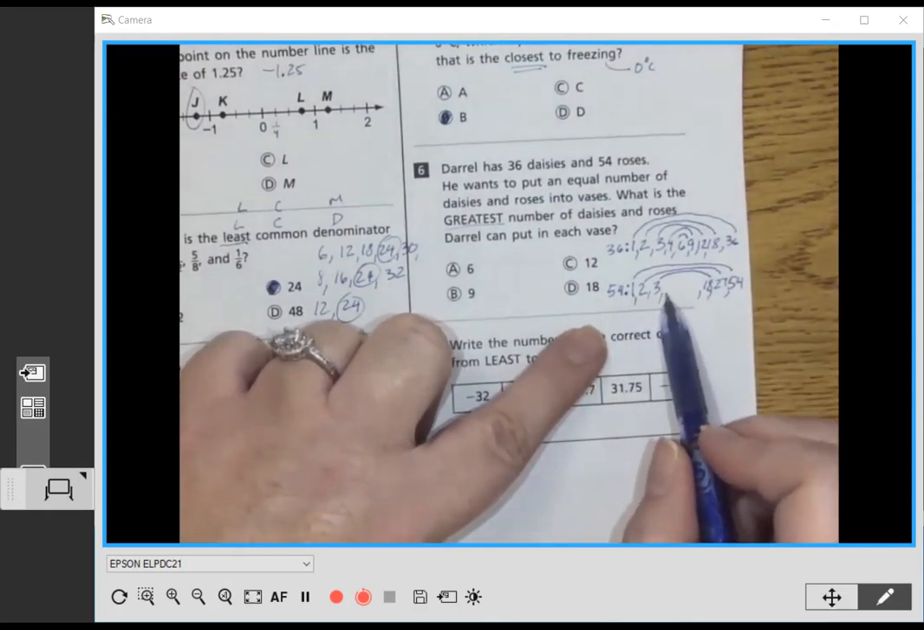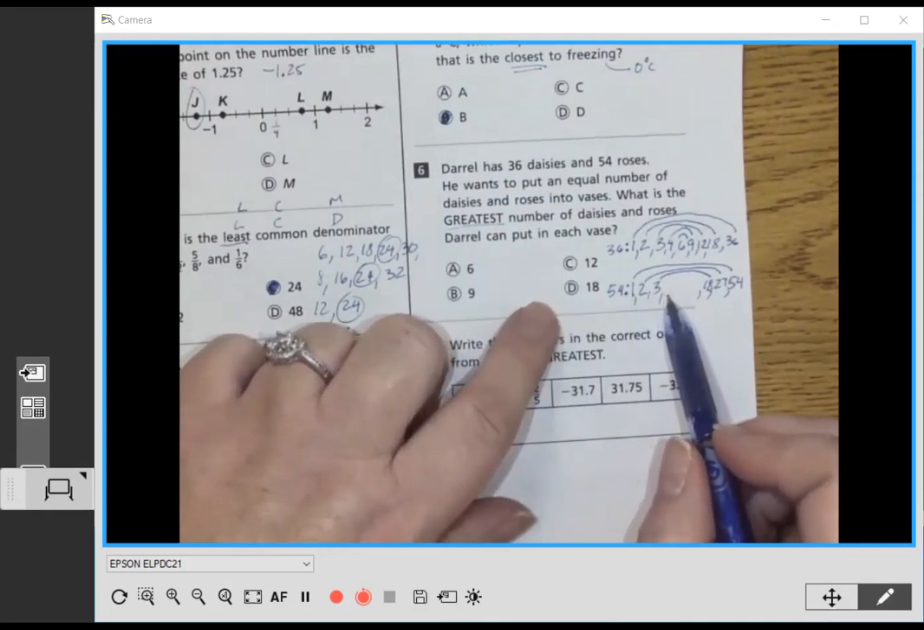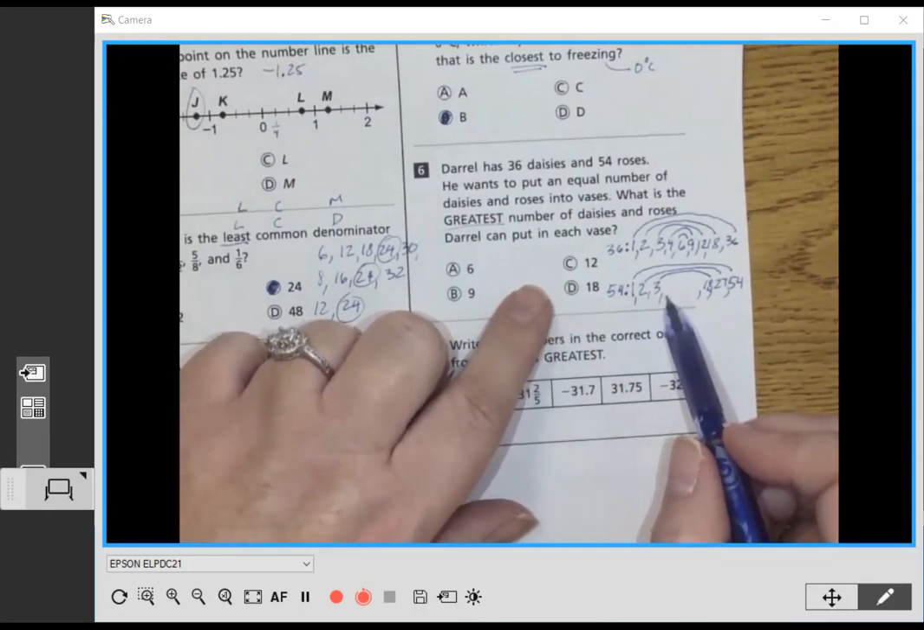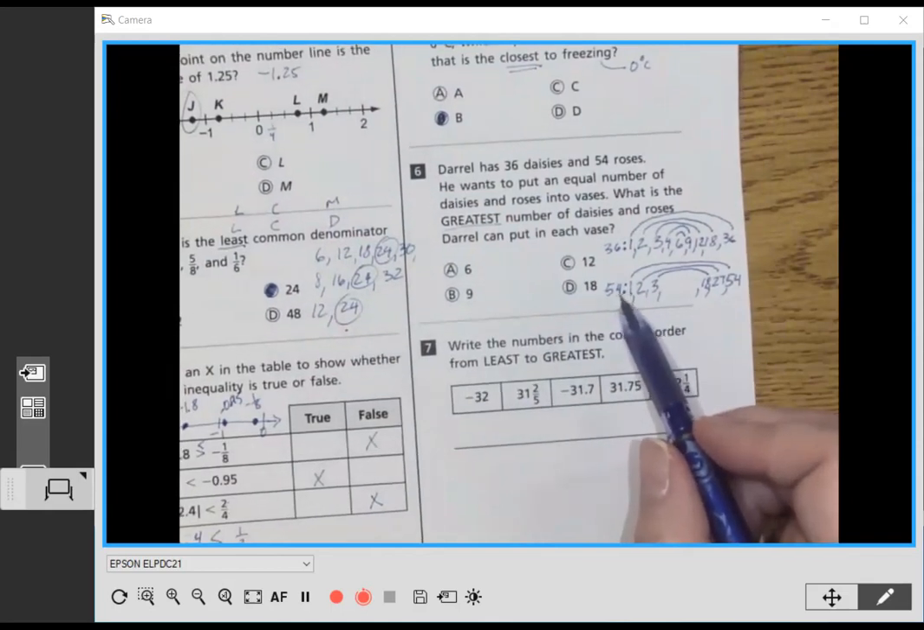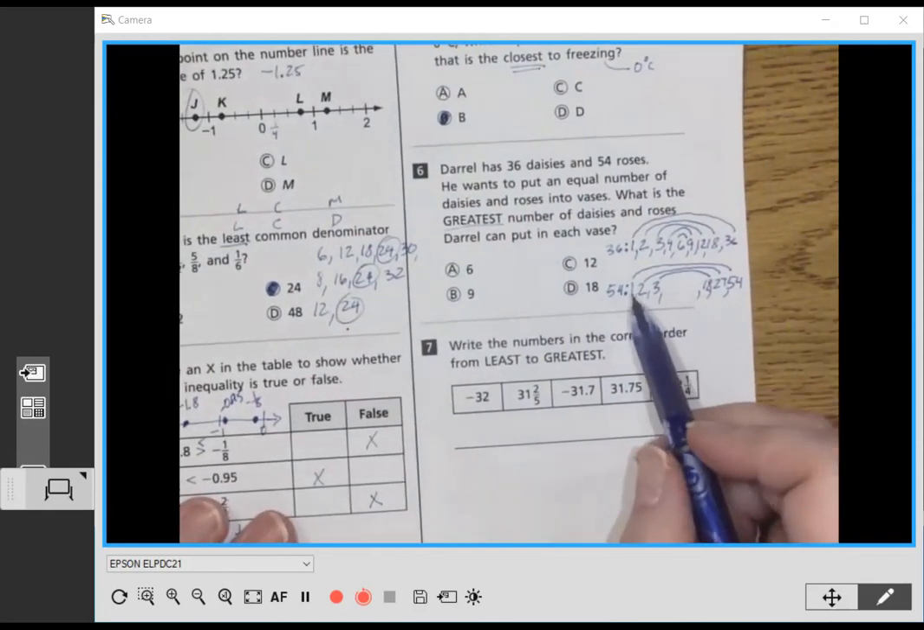54 is not divisible by 4. We know 12 times 4 is 48. We know that from measurement, 12 inches in a foot. Then 4 more would be 52, and then 4 more would be 56. So it's not a multiple of 4.